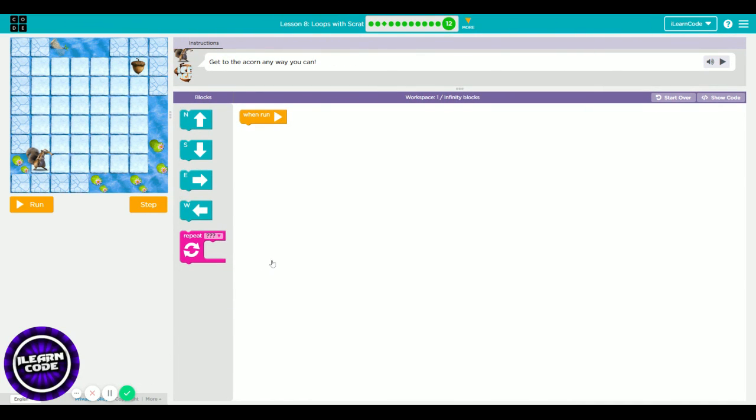Okay, this is the last one. If you still get confused, you can finish any level without the repeat block and take a look at which block is repeating more than twice, or take a look at the pattern. If there is a pattern, then you can use the repeat block. All right, good luck with lesson 8.